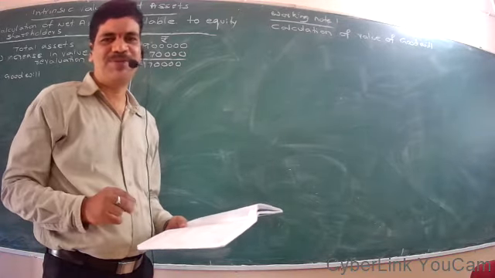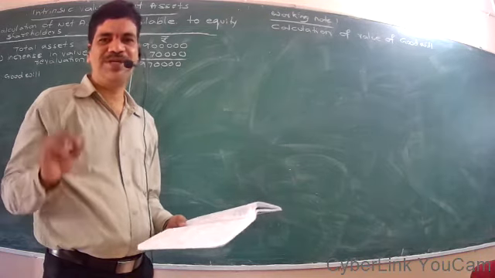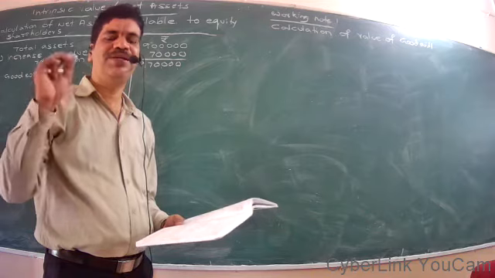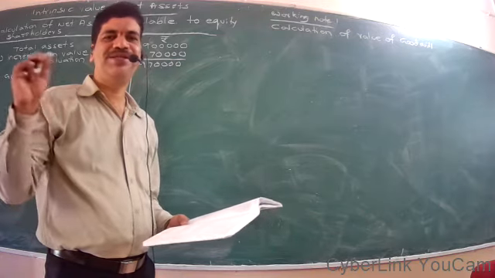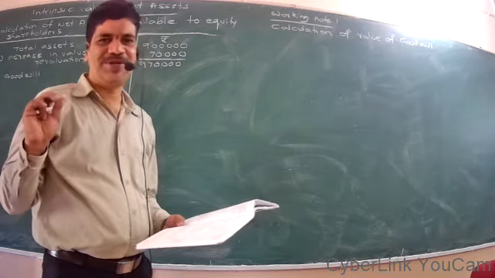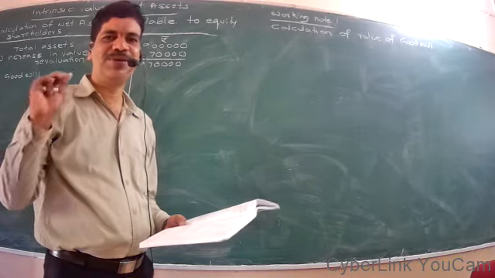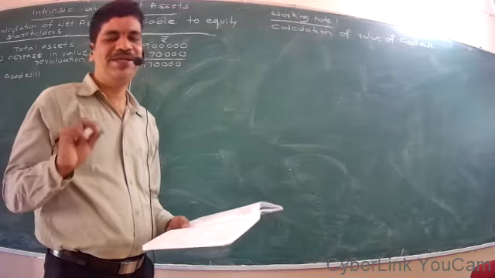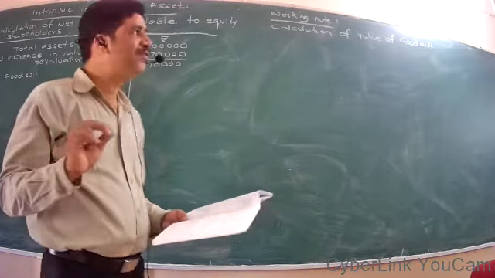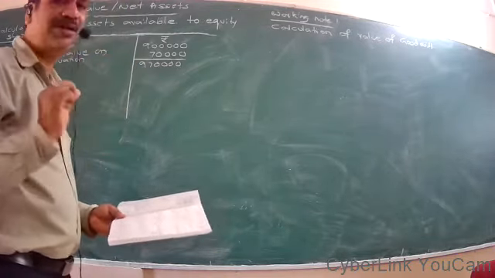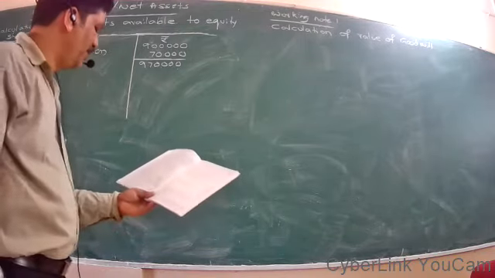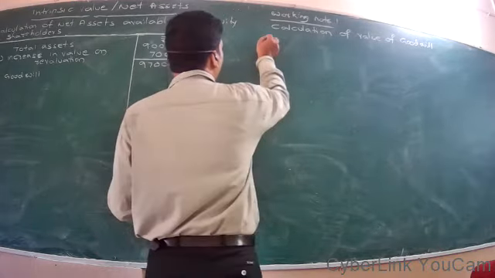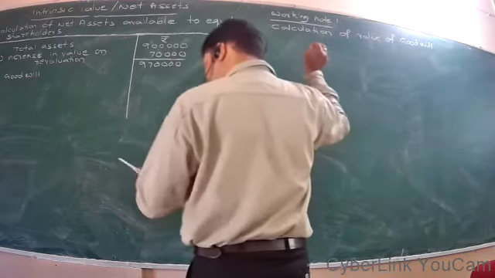So you have studied super profit. You know the formula. Super profit is equal to average profit minus normal profit. That means here you need average profit for the calculation of goodwill under the super profit method. So first one is average profit.